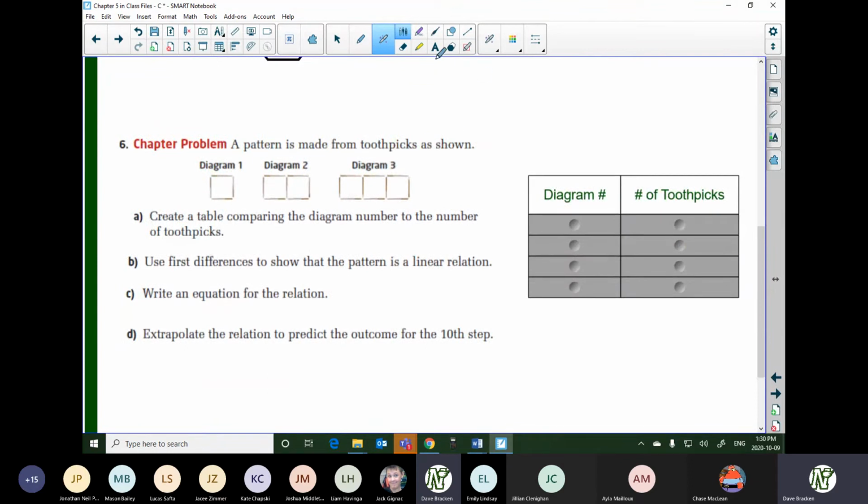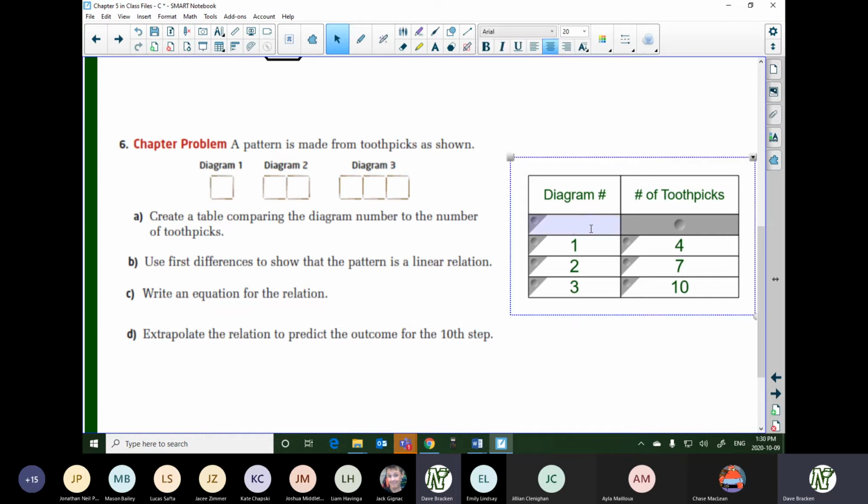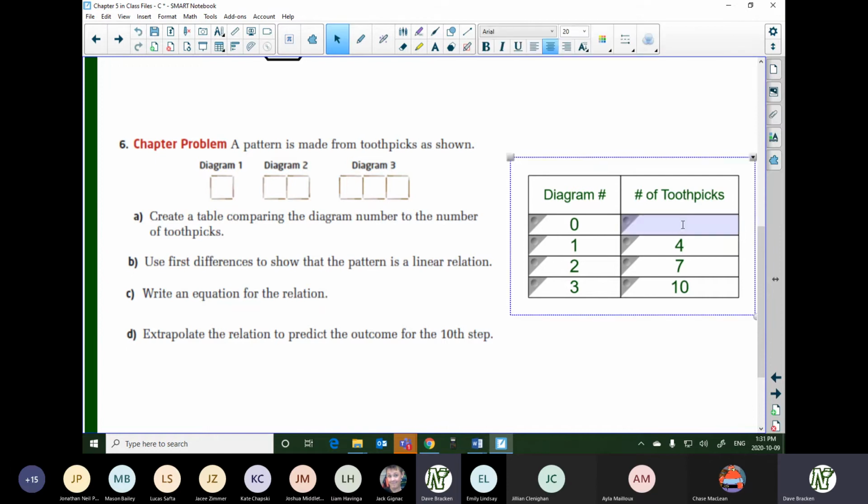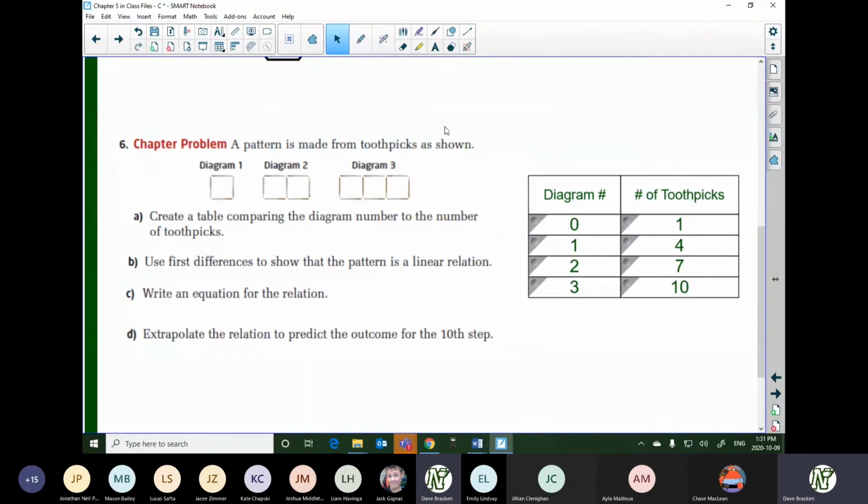Toothpicks. 4 in the first one. So diagram 1 is 4. Diagram 2 is 7, and diagram 3 is 10. Notice I left this first one. Whenever I make a table and it's not given to me, I always put 0 here. So even though we don't have a diagram 0, I can backtrack. Take away 3, and we take away 3, we get 1. So if there was a diagram 0, it would be 1.